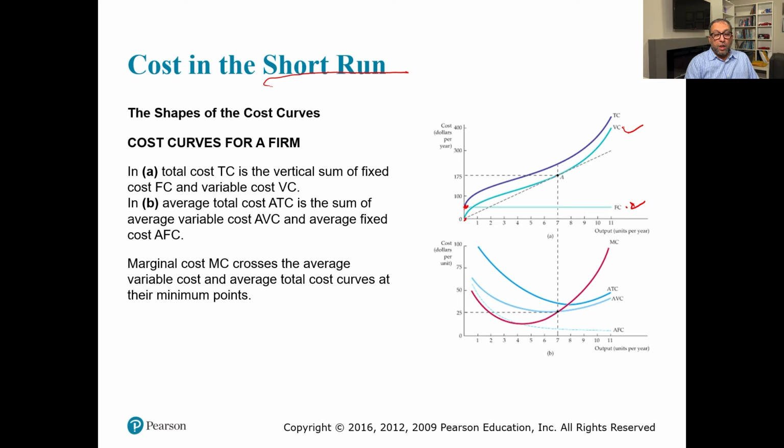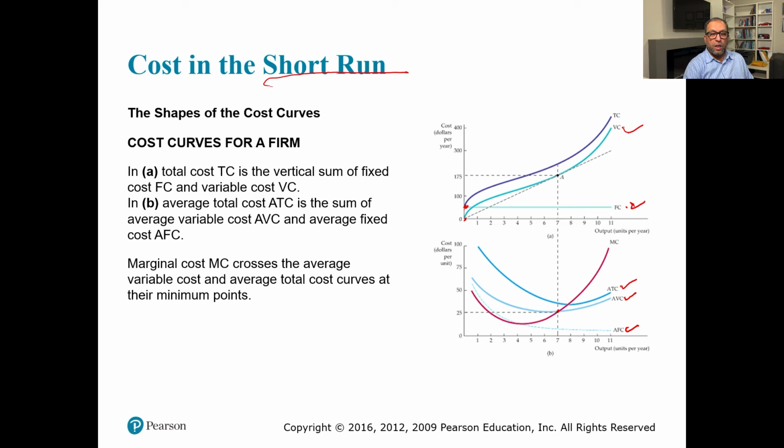In panel B, average total cost (ATC) is the sum of average variable cost and average fixed cost. We also see here this is our average fixed cost curve, and this is our average variable cost. When we sum them up, we get the average total cost curve. The marginal cost curve crosses the average variable cost and average total cost curves at their minimum. That's a very important property of the marginal cost curve: it intersects the average variable cost and average total cost.